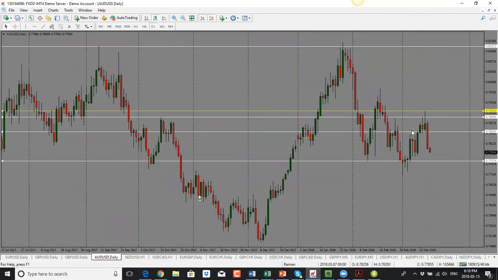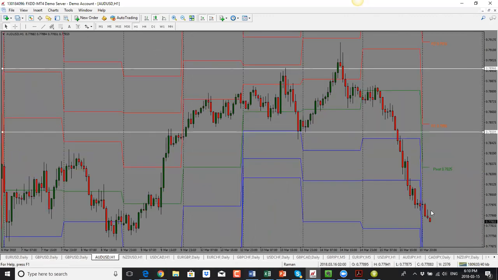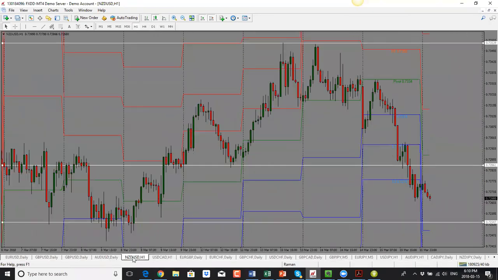First target would be 77.50 level, and then we are looking at 77.20 level to the downside. But from this bias right now, it's not even pulling back. It's just pressure to the downside, and I'm looking for a further drop in Aussie dollar.